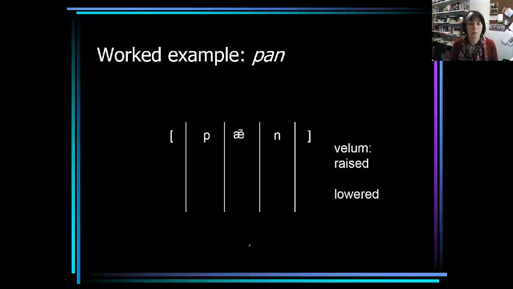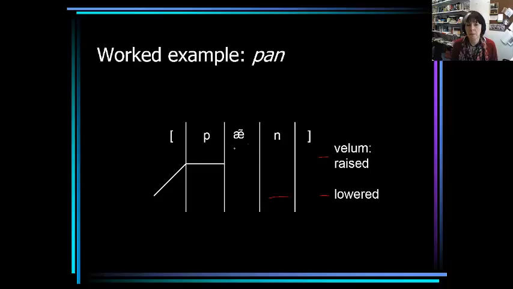But what about the word pan? Again, we're looking at a raised velum, which is going to be around this area here, and a lowered velum, which is going to be around this area here. So as we saw before, the velum has to rise for me to produce the obstruent consonant. It has to be lowered, however, for me to produce the nasal consonant. So it's going to be down here somewhere, and we have to get from there to here.